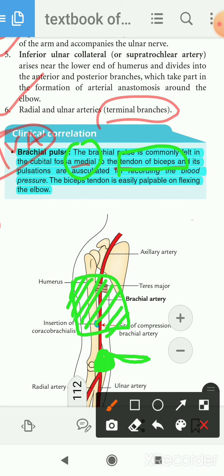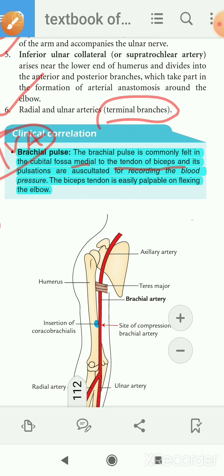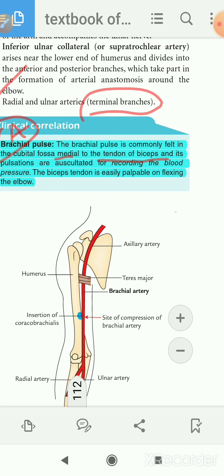So while we palpate the brachial artery, at first we have to find the tendon of biceps brachii. After finding it, we will go just medial to it and we will find the brachial artery.